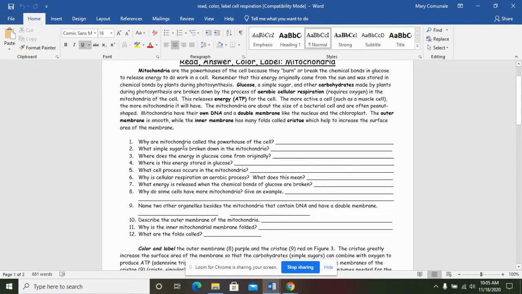So I'm going to start with question number 1. I like to read my questions before I start the actual reading part because then I know what I'm reading for. So why are mitochondria called the powerhouse of the cell? Mitochondria are the powerhouses of the cell because they burn or break chemical bonds in glucose to release energy to do work in a cell.